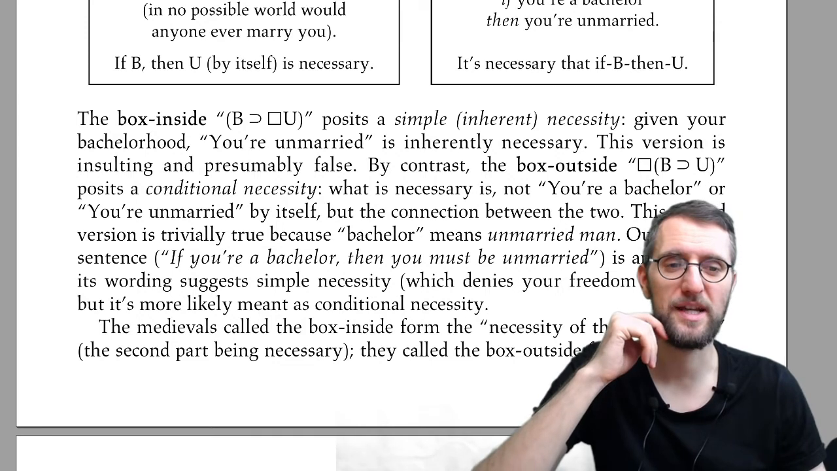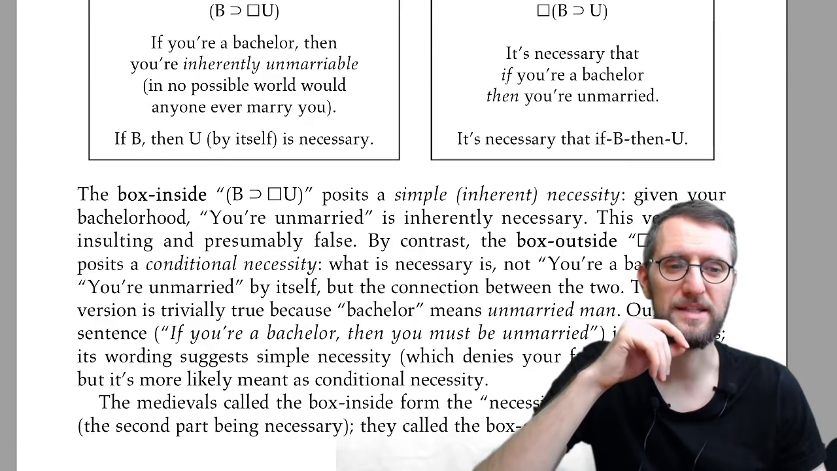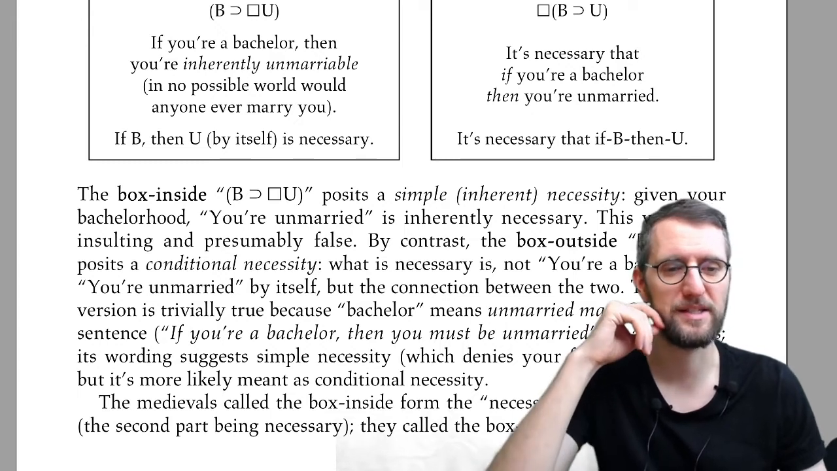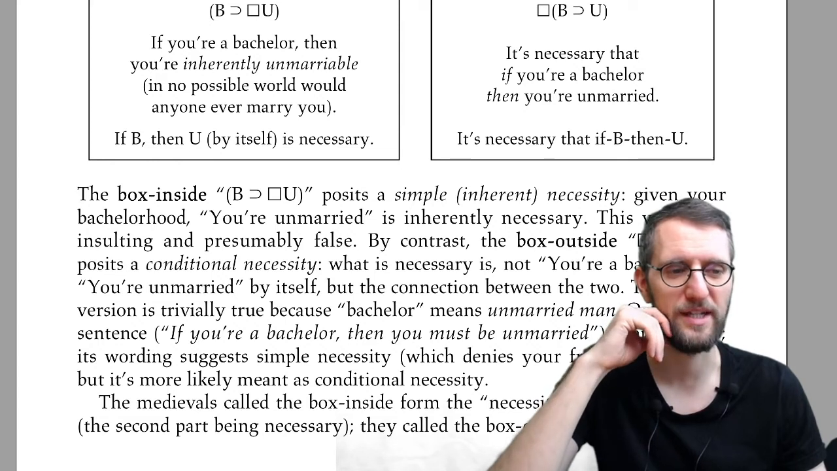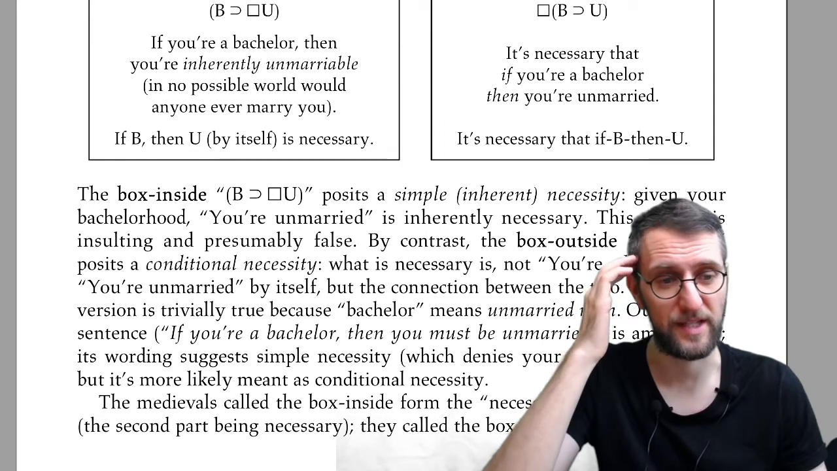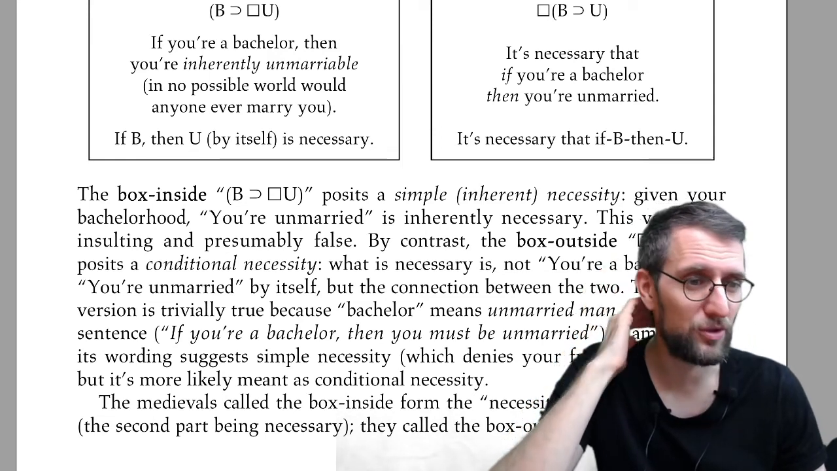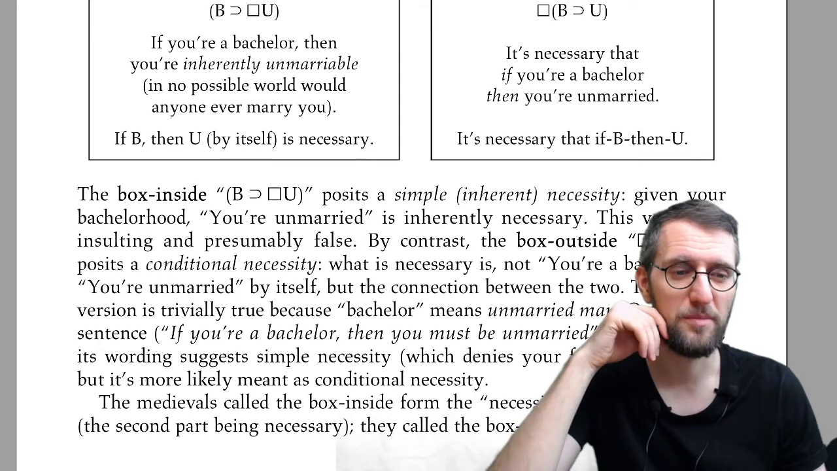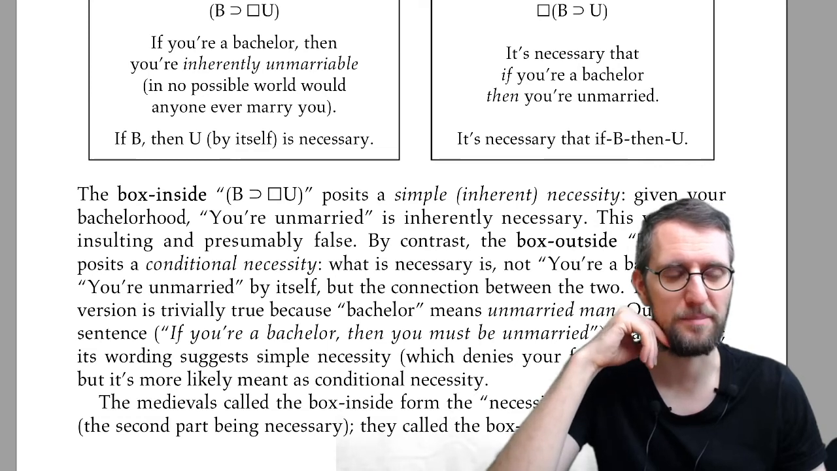So the box inside, B necessitates you, posits a simple inherent necessity given your bachelorhood. Your being unmarried is inherently necessary. This version is insulting and presumably false. By contrast, the box outside, it's necessary that if B, then you, posits a conditional necessity. What is necessary is not that you're a bachelor or that you're unmarried by itself, but the connection between the two. This second version is trivially true because bachelor means unmarried man.